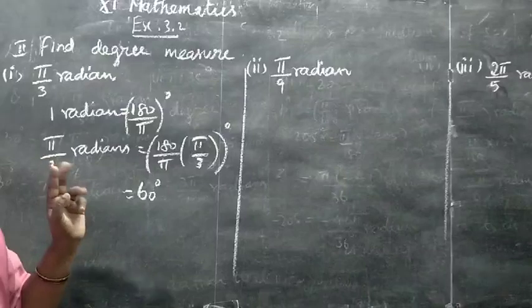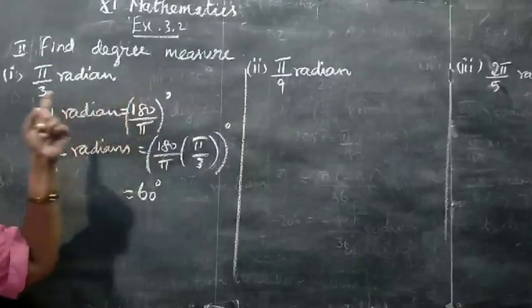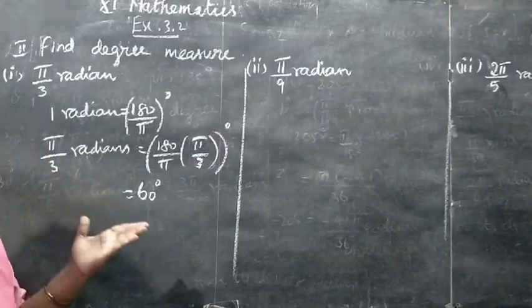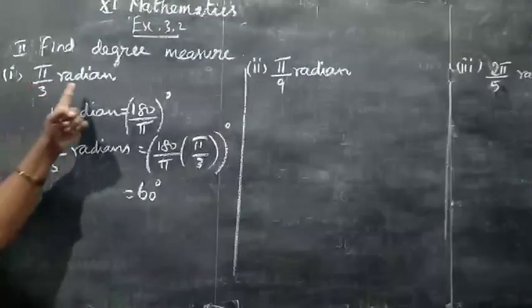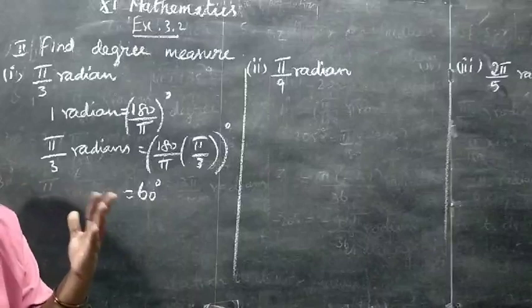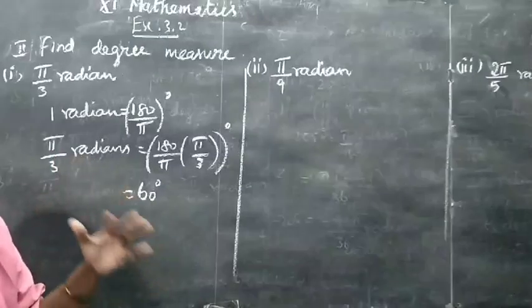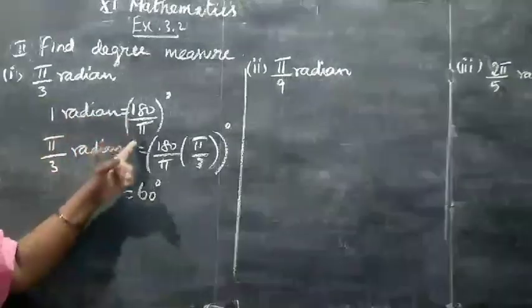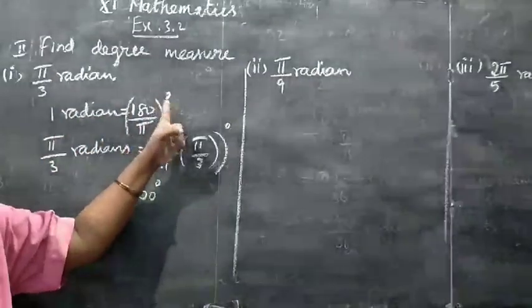Look at the second Roman letter, children. Find the degree measure here. The first question is given in radian. You are going to find it in degree. Okay, pi by 3 radian is the question to you. We know the formula for converting 1 radian into degree measure. We know that the formula is 180 by pi degree. Don't forget to write degree.